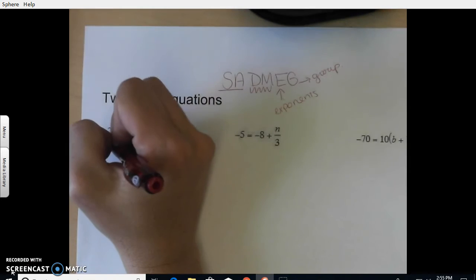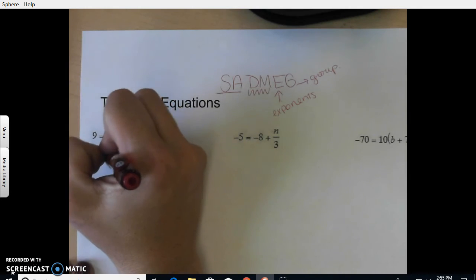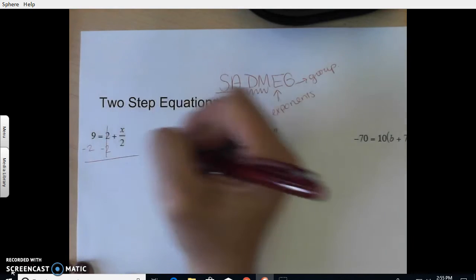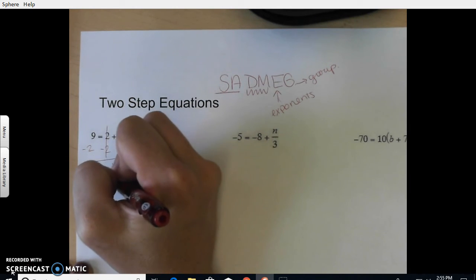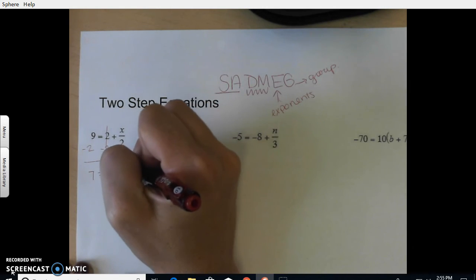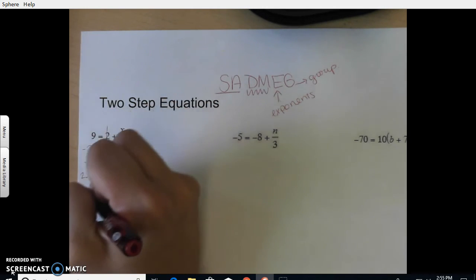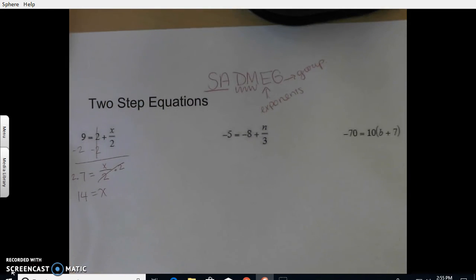So here we have the 2 plus x divided by 2. So what is being done to this x? It's being divided by 2 and it is being added to 2. So I need to subtract the 2 first. From both sides, I get 7 is equal to x divided by 2. I now need to do the inverse of dividing by 2, which is multiplying by 2. 14 is equal to x.